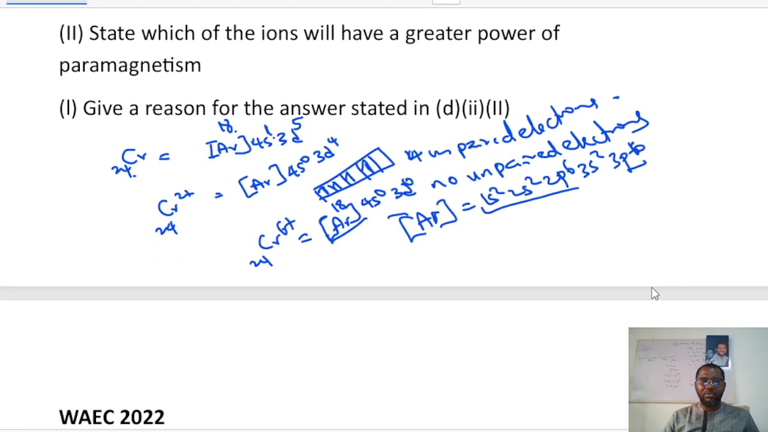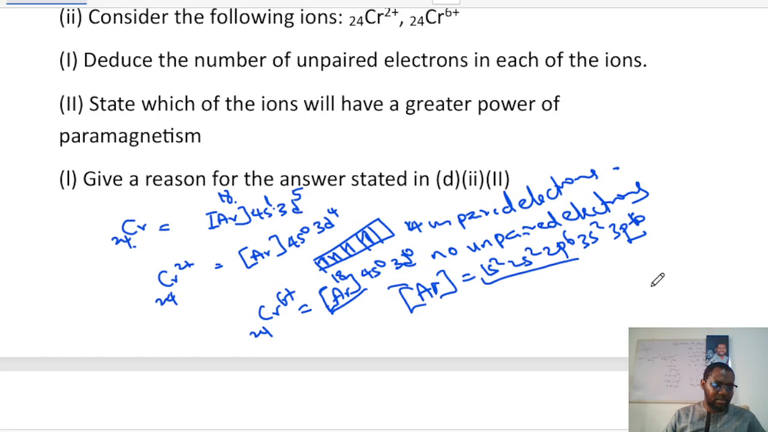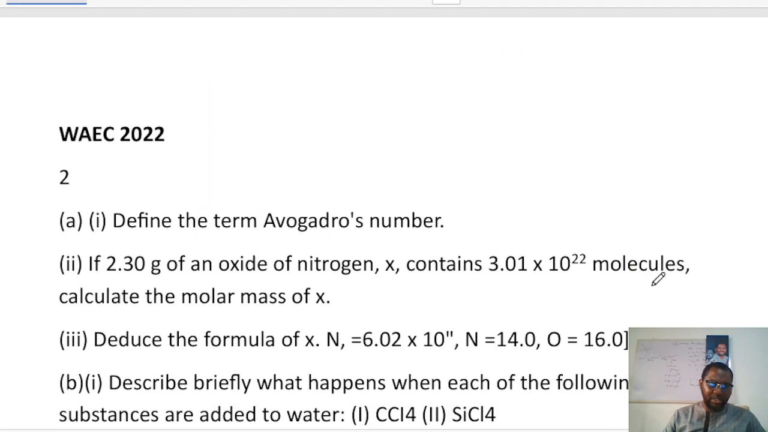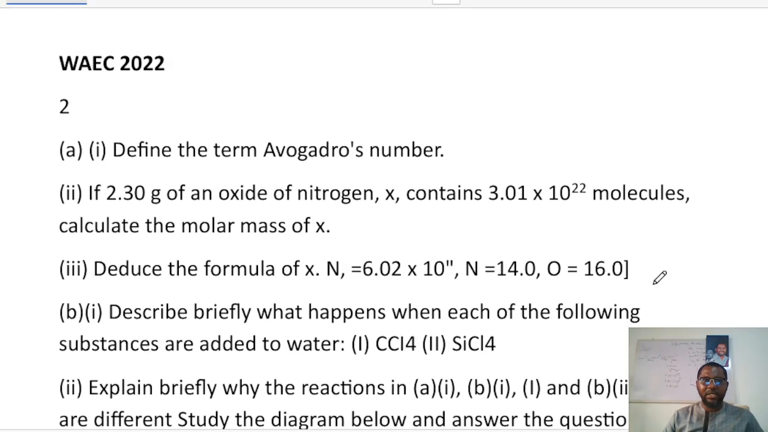Okay, so let's go to the second question. Number 2 says define the term Avogadro's number. Avogadro's number is the number of particles of a substance that makes up 1 mole of that substance. That's what Avogadro's number is. I hope that makes sense.